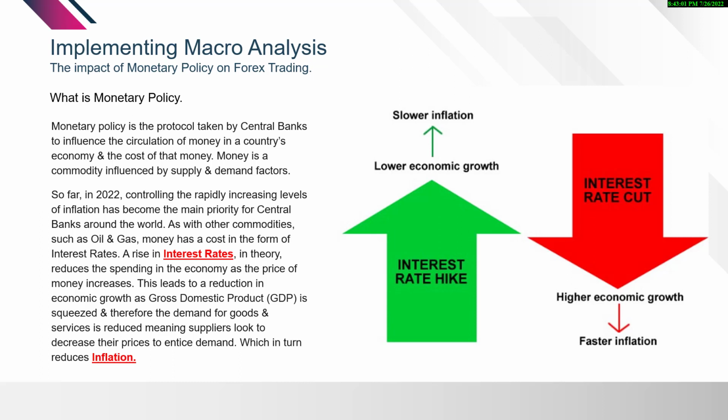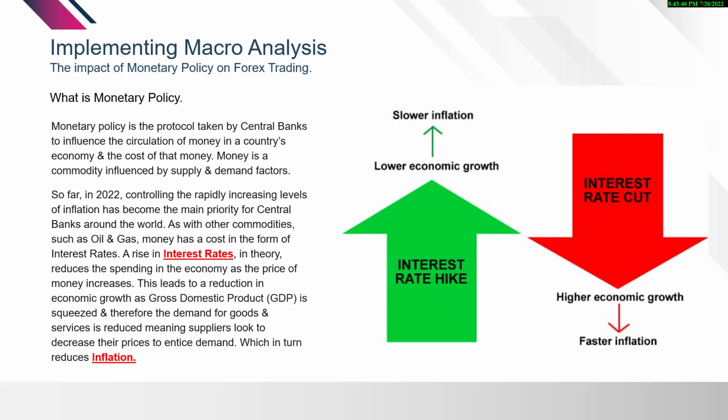Pick out any commodity out there. What does it have in terms of value? It has got a price, right? So far in 2022, controlling the rapidly increasing levels of inflation has become the main priority. Number one important thing that central banks around the world are looking to do is to reduce it. Every central bank is fighting inflation, right? So, as with other commodities such as oil, gas, platinum, silver, and all that, money has a cost in the form of interest rates.